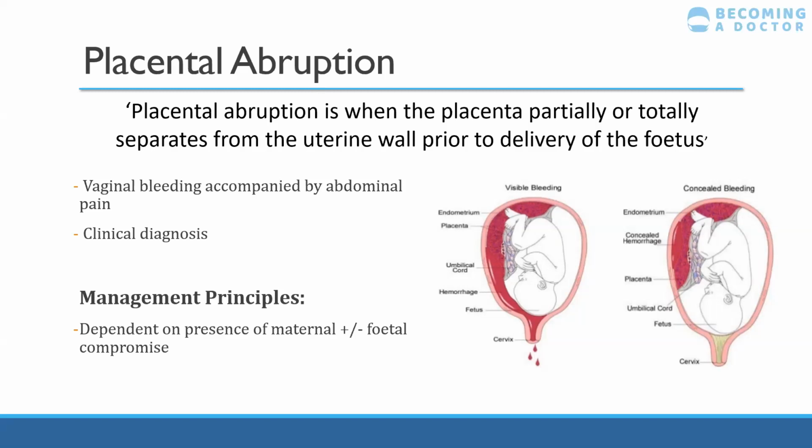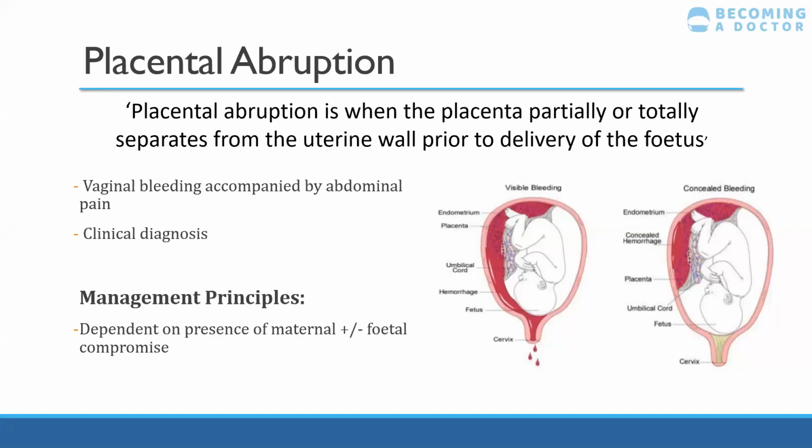Unfortunately, overall, there's no specific test which can be done to diagnose a placental abruption. It has to be a clinical diagnosis. And the management really depends on whether mum and baby are okay. So if it's a small placental abruption, this can be diagnosed on an ultrasound, like we said before, but it's not a very sensitive test.